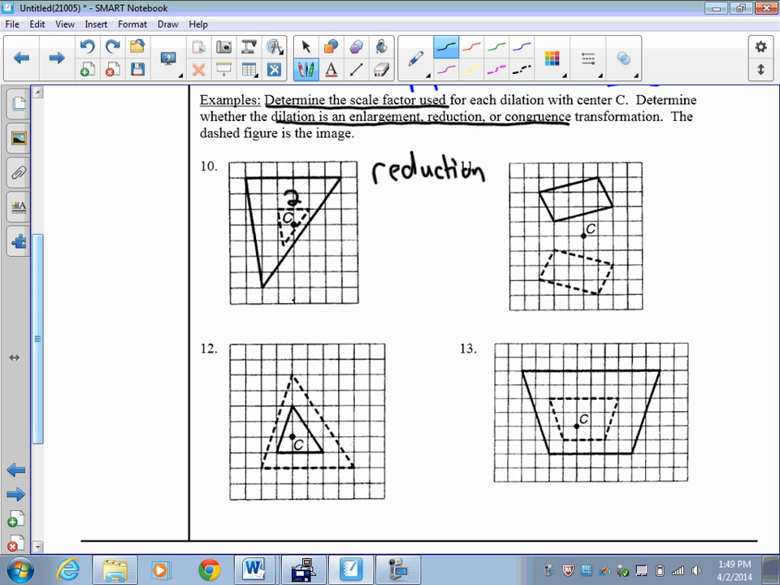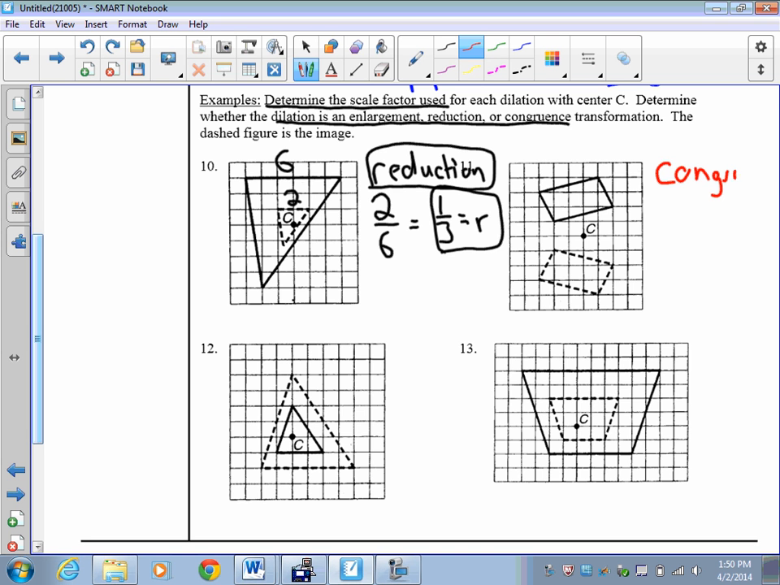So whenever I count, I see this side is 2, and the larger image is 6. So all I do is take 2 over 6, which is 1/3. That's all we need to know. This is R, and it's a reduction. For number 11, you should see that they are the same exact size, so we have congruence. You can verify that with the distance formula, which we're not going to do, and the scale factor is 1.